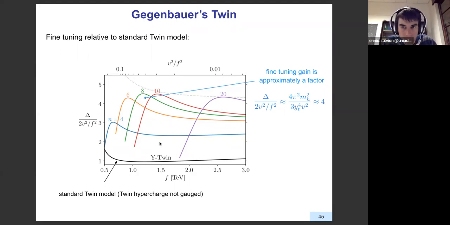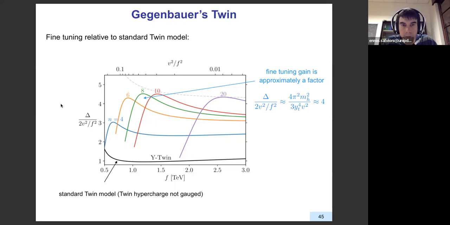And this ratio you see is, for optimal values, a Gegenbauer with n equals 6 or 8, for example, about a factor of 4. So we gain by this factor, which is numerically roughly 4. This already shows that this can go in the right direction.